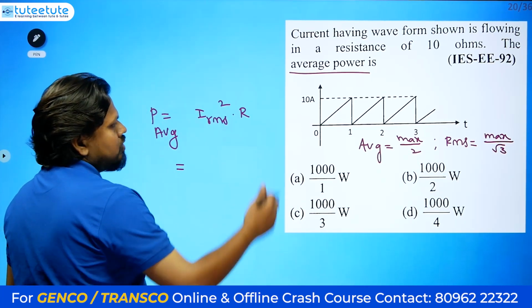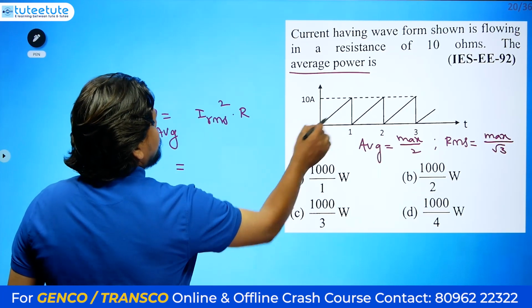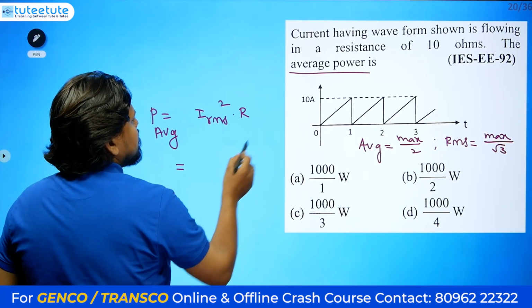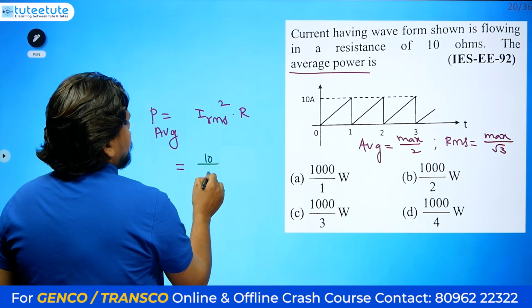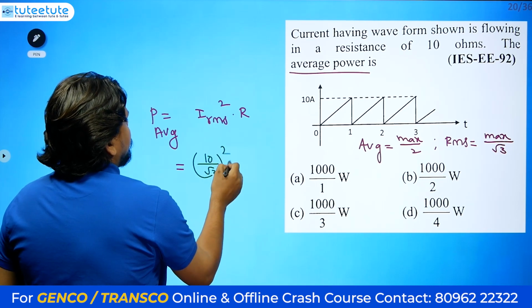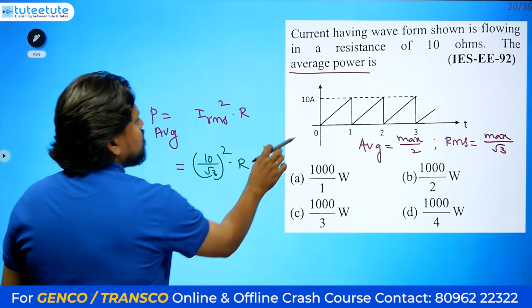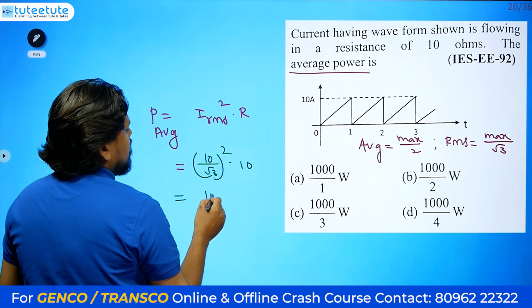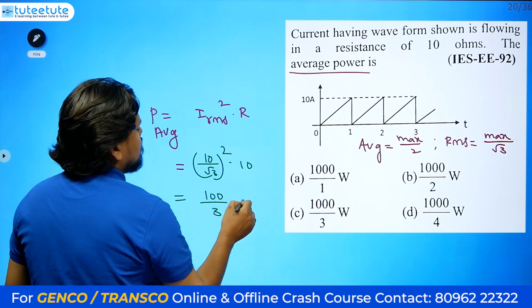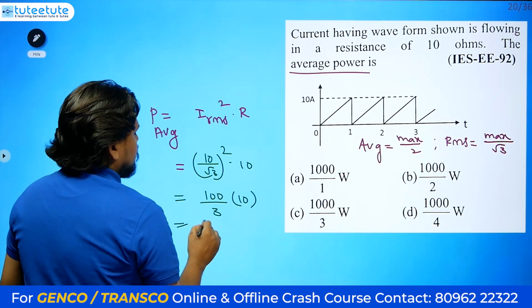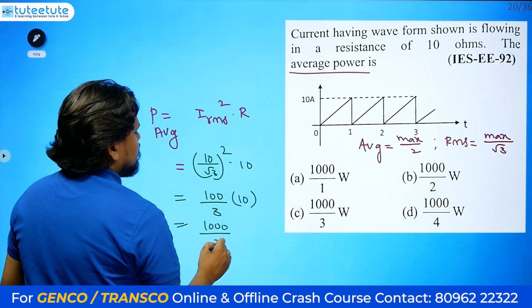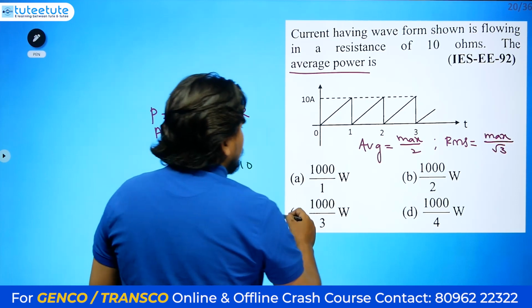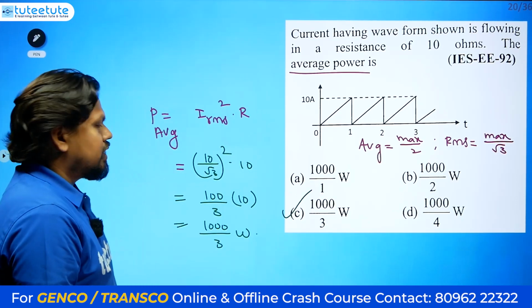So the answer now will be: RMS value, that means maximum value is 10 divided by root 3, whole square into R. R value is 10 ohms. So you will be getting 100 divided by 3 into 10, that will be equal to 1000 by 3 watts. Okay, that's the answer for this.